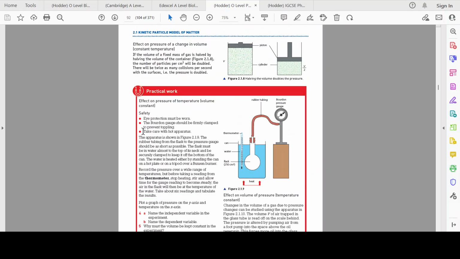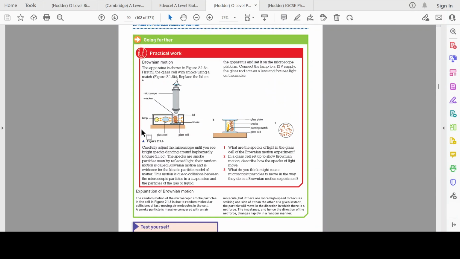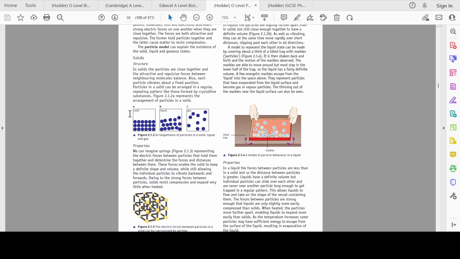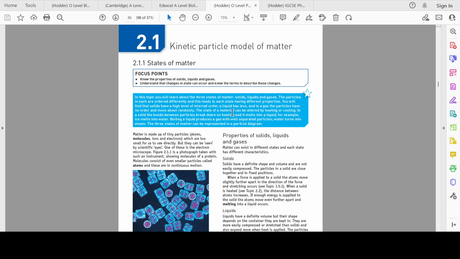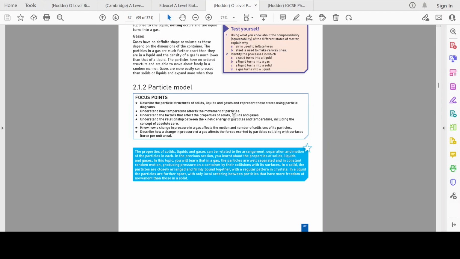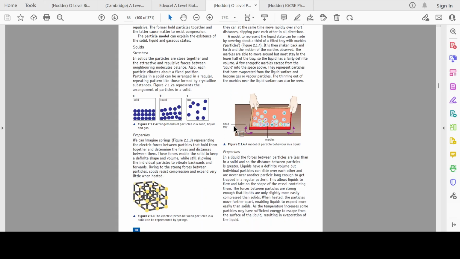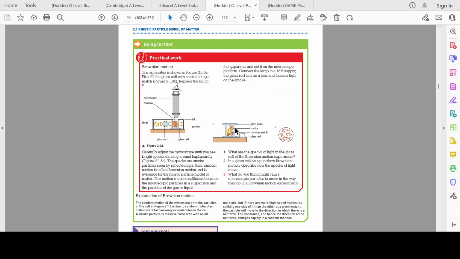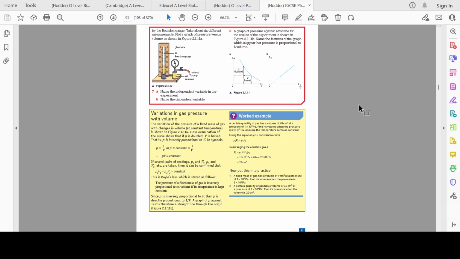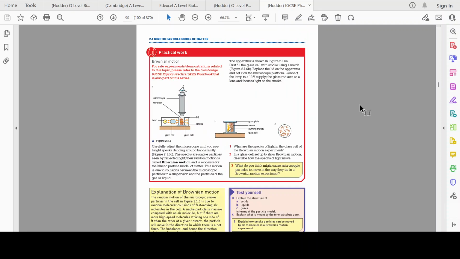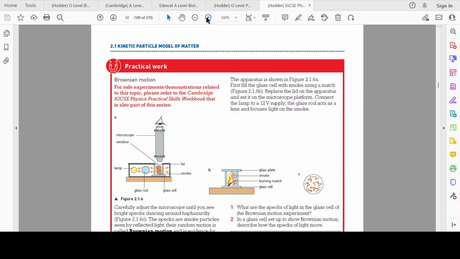All right, so this is the O level text. So nothing here, nothing here, nothing here. And then for the O level, the experiment for Brownian motion is part of going further, so it's not part of your syllabus. For the IGCSE, however, it is part of the syllabus. So let's just take a look at that.